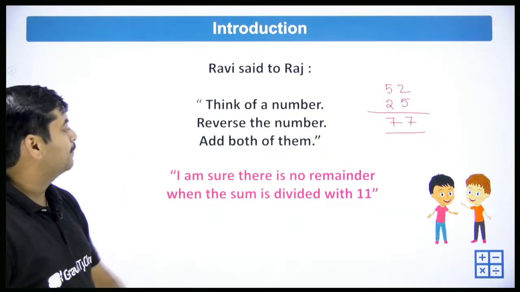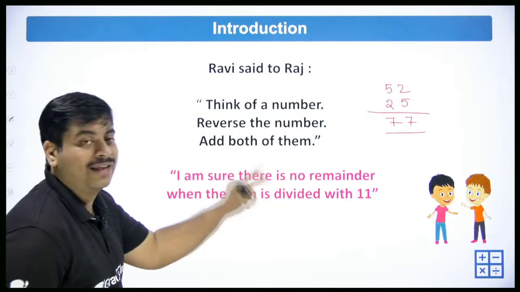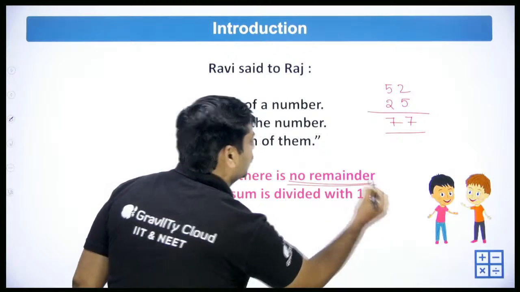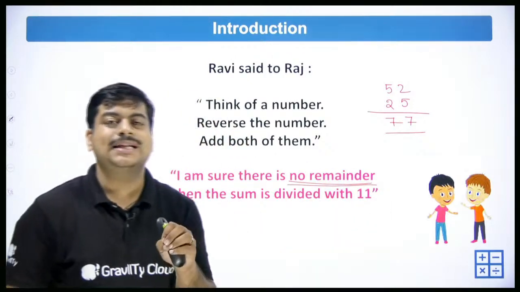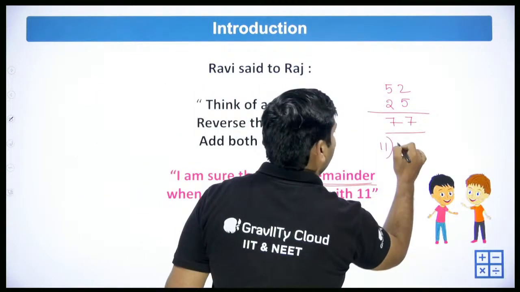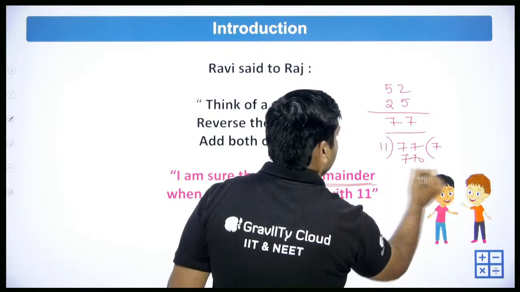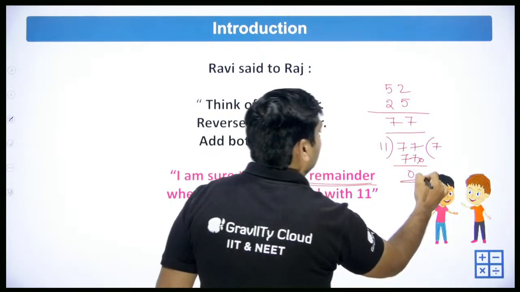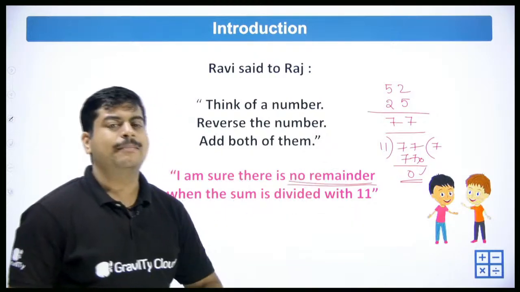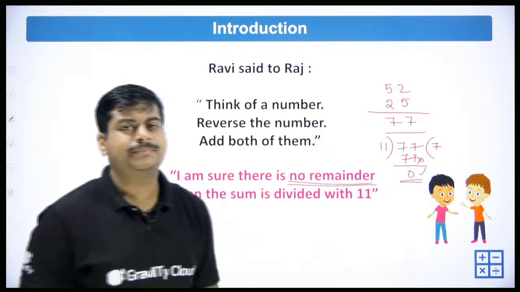And Ravi is saying, I'm sure there is no remainder when the sum is divided by 11. There is no remainder. What do you mean by no remainder? That means the remainder should be 0. 11 and 77. If you divide by 11, 11 sevens are 77. And yes, the remainder is 0 when the sum is divided by 11. But the thing is, how did he know my number is 77?